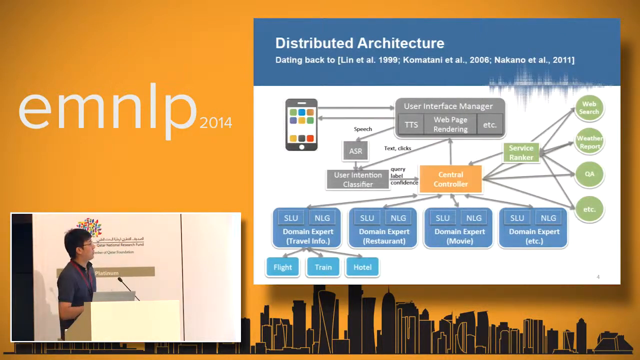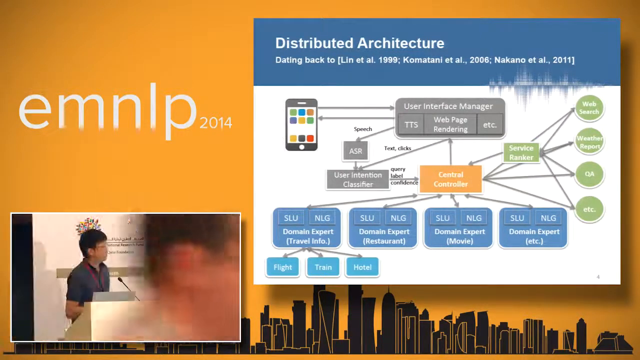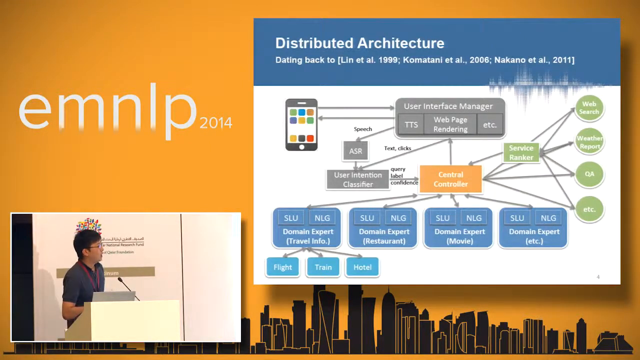For out-of-domain services, we did some engineering work here. We don't let the central controller directly deal with their outputs. There's a service priority ranker. It ranks the priority of the services by considering their data source quality, the number of results they return, and various other factors. It then returns just one best result, the one it thinks best fits the user's query, to the central controller.